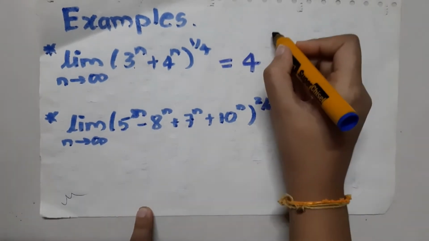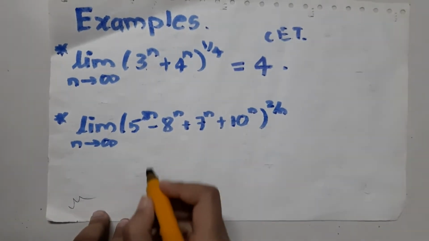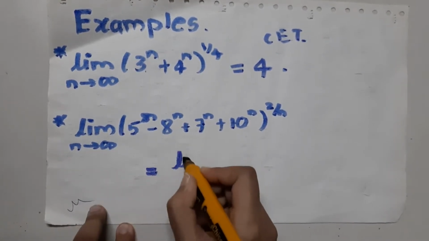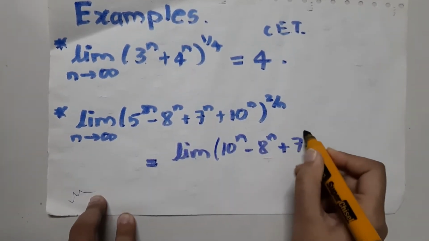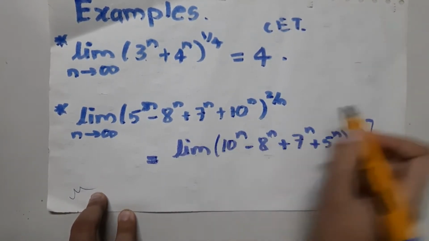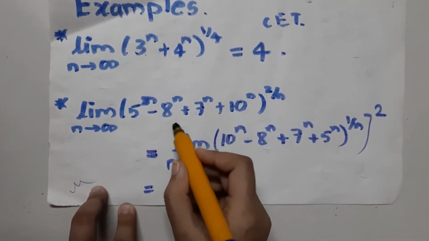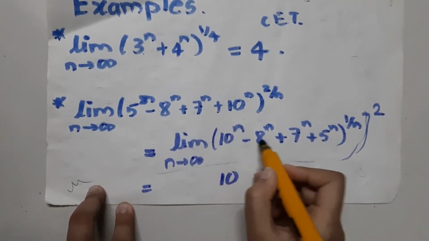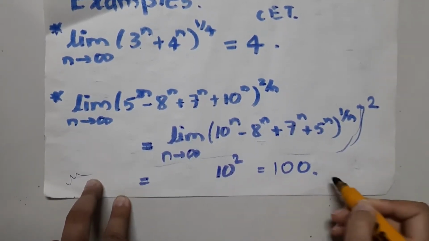This is the question asked in CET. Next example. We have to apply the formula. So we can write it as limit (10 power n minus 8 power n plus 7 power n plus 5 power n) whole power 1 by n, whole power 2, as n tends to infinity. We can apply the formula for these terms. So the answer is 10, as 10 is the greater number, and the square equal to 100. This is the required answer.